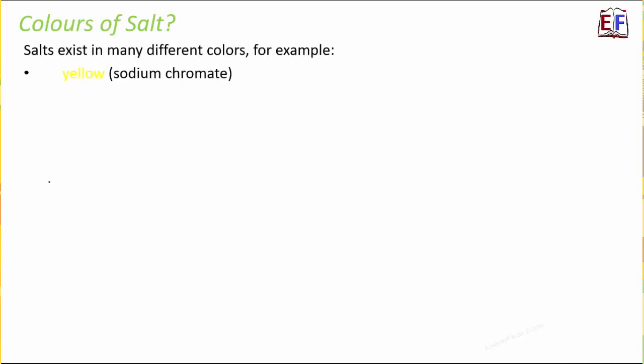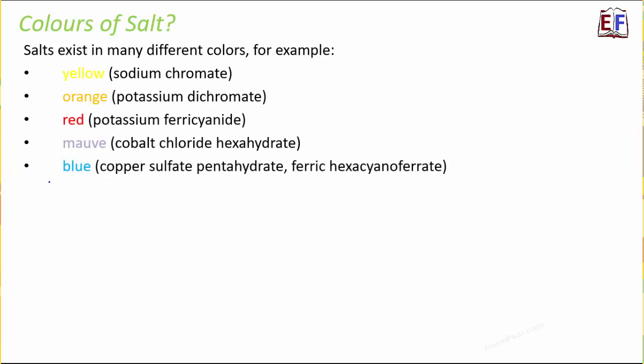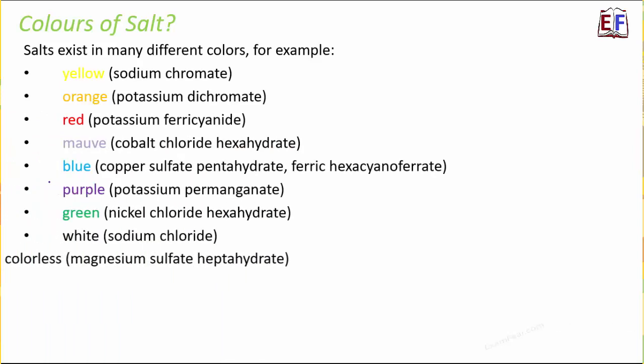Salts exist in many different colors. For example, sodium chromate is yellow, potassium dichromate is orange, potassium ferricyanide is red, and you can see so many colors, starting from yellow, orange, red, mauve, blue, purple, green, white, or even colorless like magnesium sulfate heptahydrate. These are examples of some salts with their respective colors, just to give you an idea that salts are not of any specific color. A lot of us just think of sodium chloride, the common salt we use in cooking and eating, as the only salt, but that's not the case. There are so many other types of salts which are available in so many different colors.